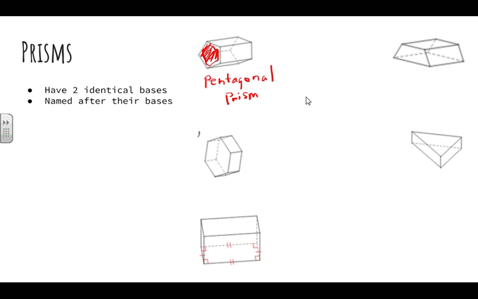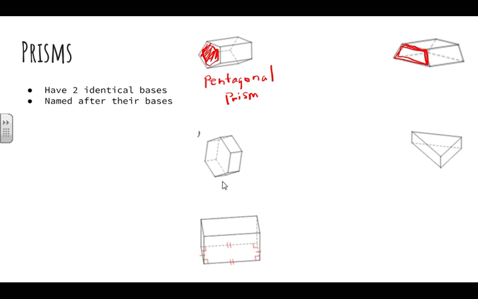So to figure out the name of your prism, look for the shape that's not a rectangle. This shape right here is our base. It's the non-rectangle. It's a quadrilateral, but it's not a rectangle. We can see we have 2 that are identical, and the rest are rectangles. So this shape is a trapezoid, so we would call this a trapezoidal prism.